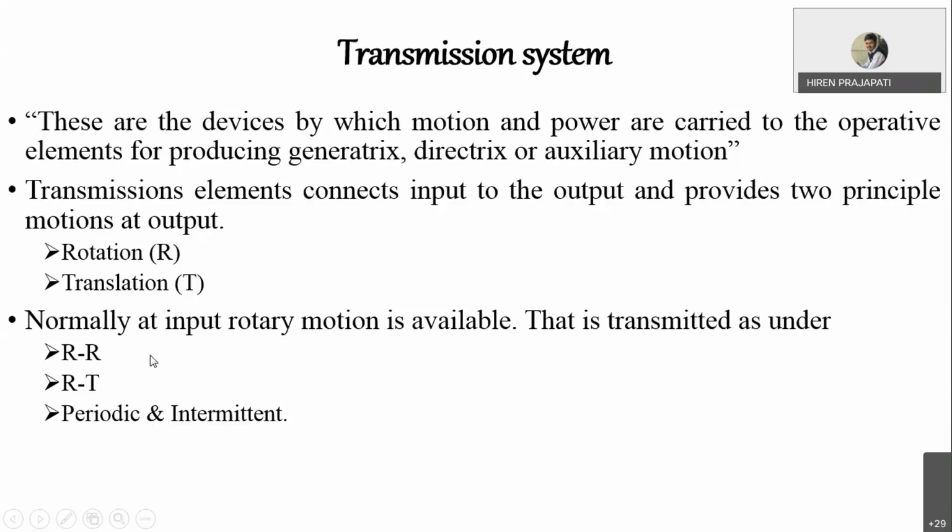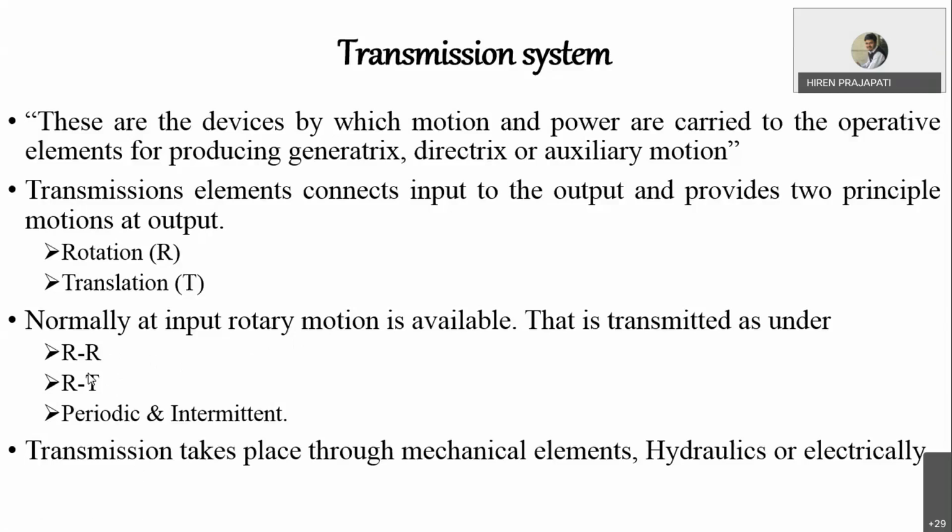So as an output, we want these three prime motions in a machine tool: rotary, translatory, and periodic or intermittent motion. But the main source gives you only rotary motion. So we require some drives which can give this conversion. You already learned this type of drives in your basic machine design courses. So we will recall those in today's session.